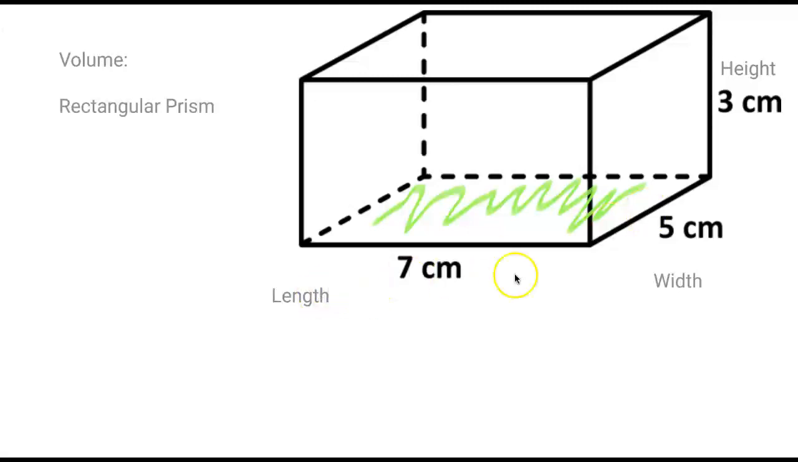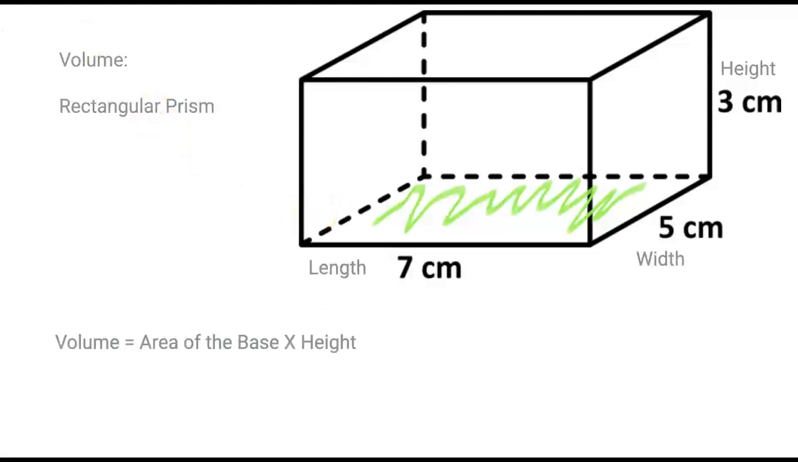So if we know the length and the width of the base, and we know the height of the rectangular prism, we have all the information we need to figure out the volume of this rectangular prism. Using the volume formula, area of the base multiplied by height, we can fill in the values of these dimensions and figure out the volume.